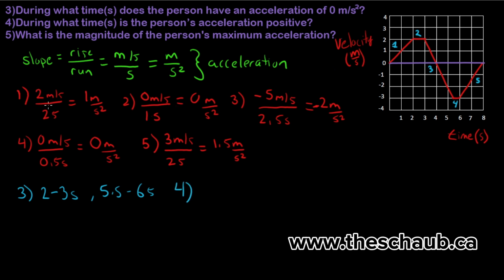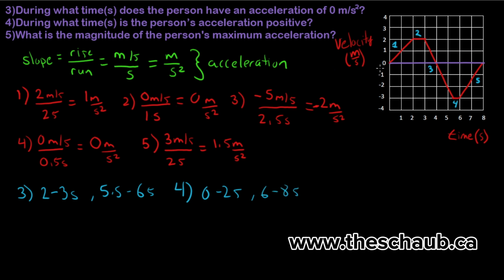In question 4, we're asked, during what time or times is the person's acceleration positive? In segment 1 here, we have a positive acceleration of 1 meter per second squared, and this happens between time 0 seconds and 2 seconds. Segment 2, we have an acceleration of 0, which is neither positive nor negative. Segment 3 has an acceleration that's negative. Segment 4, again, 0 meters per second squared. And segment 5, again, has a positive acceleration of 1.5 meters per second squared. So this happens between time 6 seconds and 8 seconds.